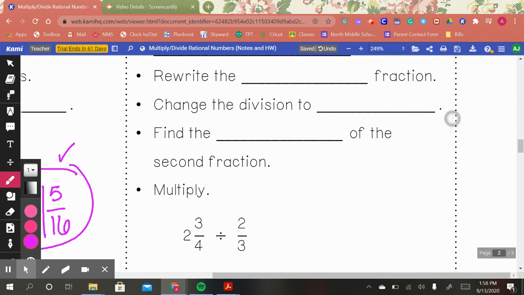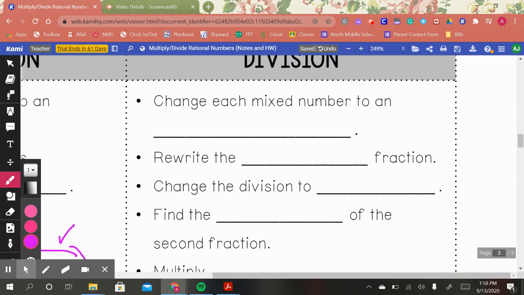So moving over. We need to change each mixed number into an improper fraction. Then we are going to rewrite the first fraction. Change the division to multiplication.